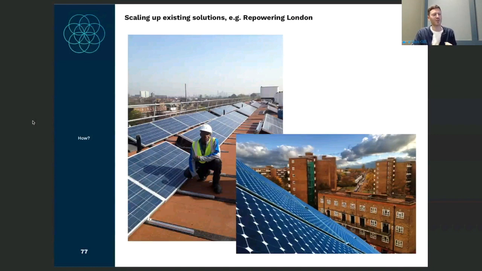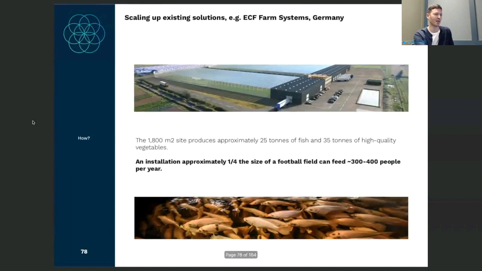And so part of what we want to be doing with this is catalysing, as I say, existing solutions to take them to scale, and working with people who have extensive experience in developing these things. So another example I mentioned before, ECF farm systems. What's particularly interesting here is they use a technique known as aquaponics, whereby the fish waste fertilizes the plants. So you have essentially almost a closed loop system.